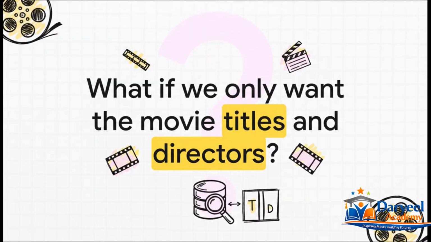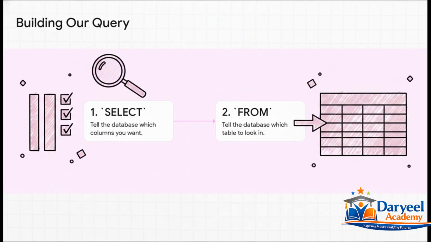All right, first request. We have all this great data, but we don't need all of it right now. Let's say we only want a list of the movie titles and their directors. How do we ask for just those two columns and tell the database to ignore the rest? It's actually a super simple two-step process. First, you use the SELECT command to name the specific columns you're interested in. Second, you use the FROM command to tell the database which table to go look inside. It's a very logical structure, just what you want and where it is.